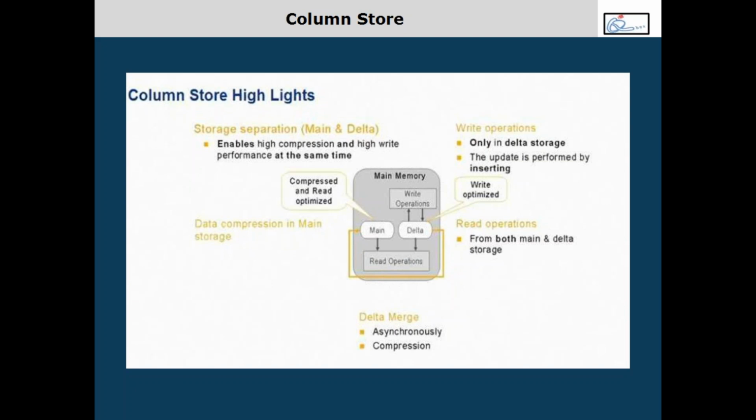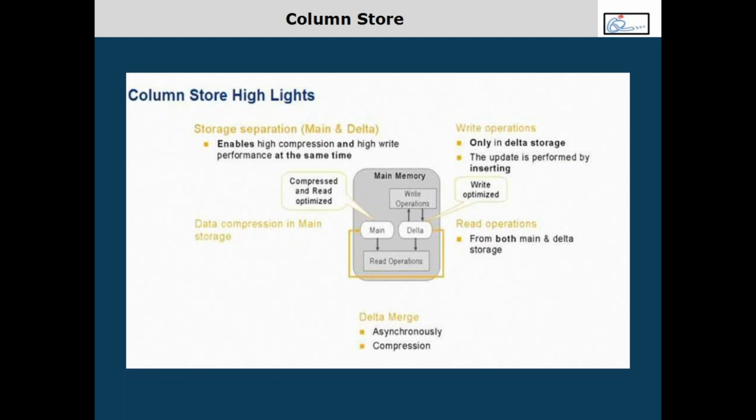When it comes to reading, I'm going to read from main and from delta, both. When you're reading from delta, the reading would be slow. Then, as a regular process, you do something called delta merge. When you execute delta merge, all the data from the delta table is moved to the main table asynchronously.